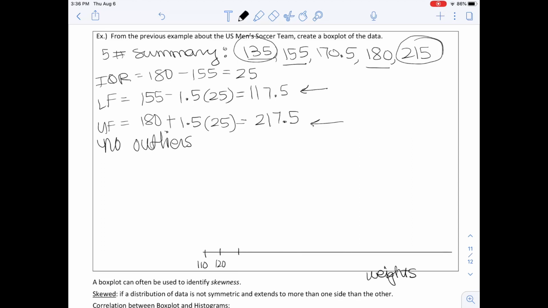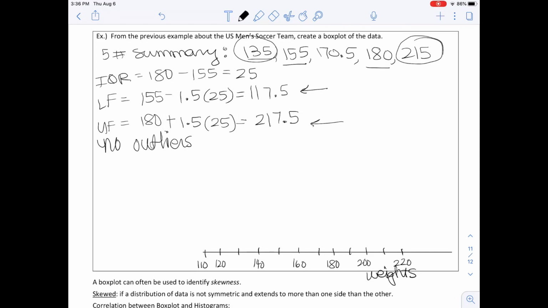So this would be 120, 130, 140, 150, 160, 170, 180. Again, try to do the best you can with spacing them out. We have 190, 200, 210, 220. And that would be as far as I would need to go with this.